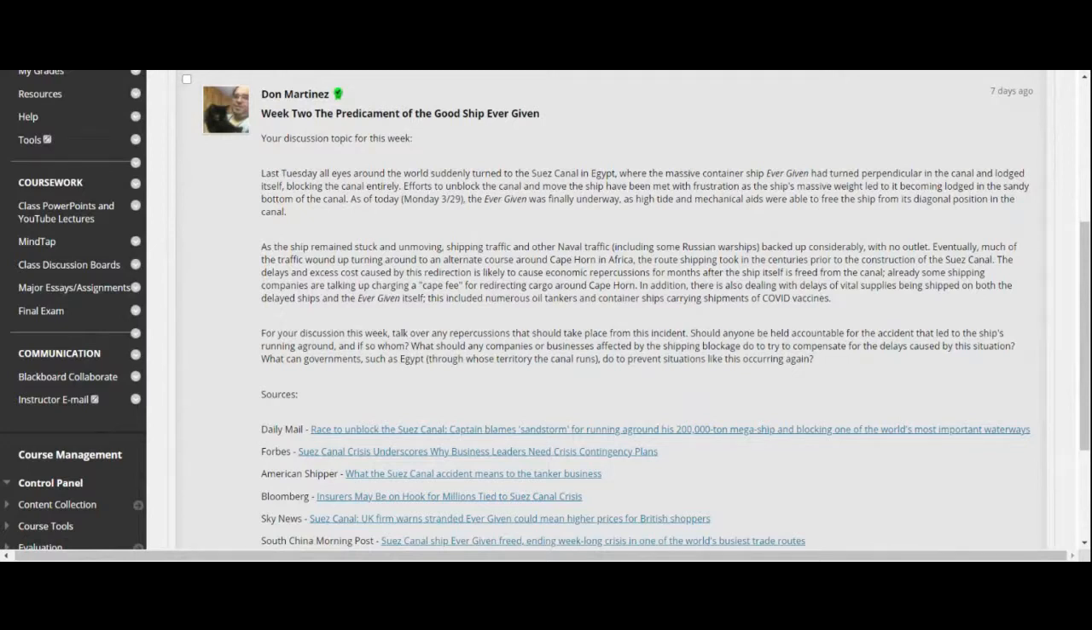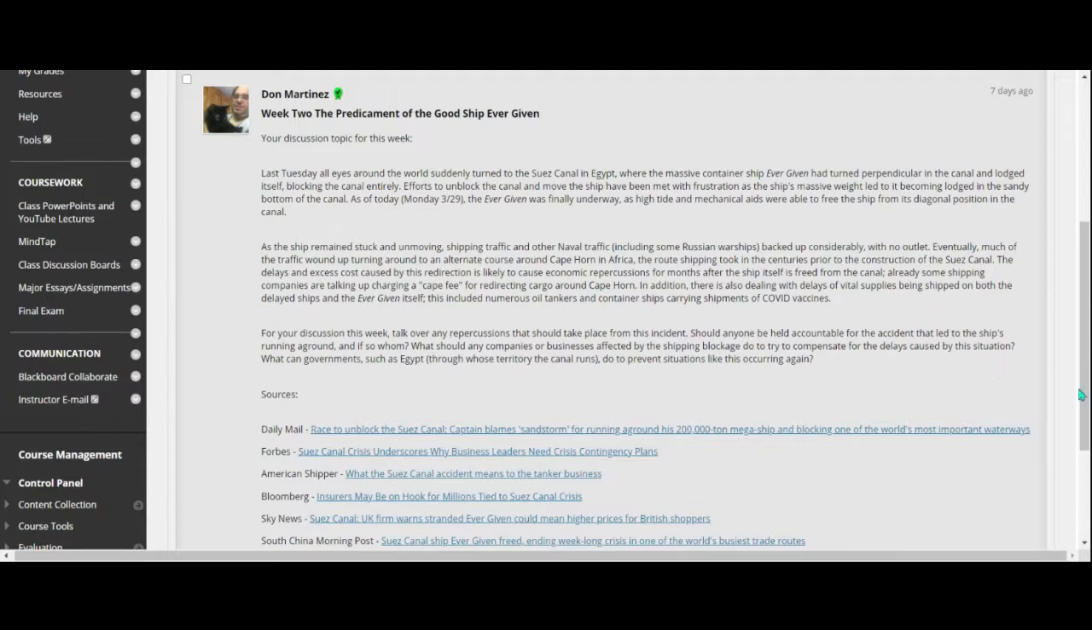And here's the topic. Last Tuesday, all eyes around the world suddenly turned to the Suez Canal in Egypt, where the massive container ship Ever Given had turned perpendicular in the canal and lodged itself, blocking the canal entirely. Efforts to unblock the canal and move the ship have been met with frustration as the ship's massive weight led to it becoming lodged in the sandy bottom of the canal. As of today, Monday, March 29th, the Ever Given was finally underway as high tide and mechanical aids were able to free the ship from its diagonal position in the canal.